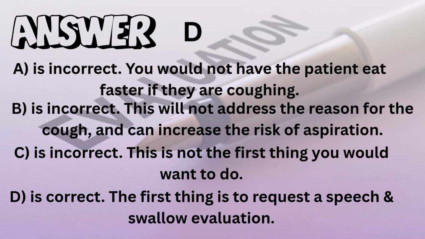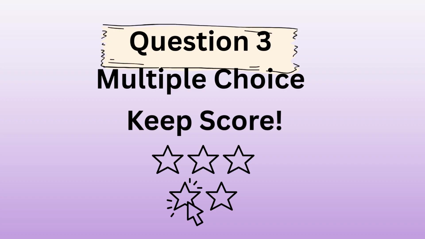We want to request a speech and swallowing evaluation. We definitely don't want to encourage the patient to eat quicker. We don't want to give them a straw because that could promote aspiration. And we don't want to just arbitrarily place people on NPO until they're assessed. So the correct answer is to get a speech and swallowing evaluation.